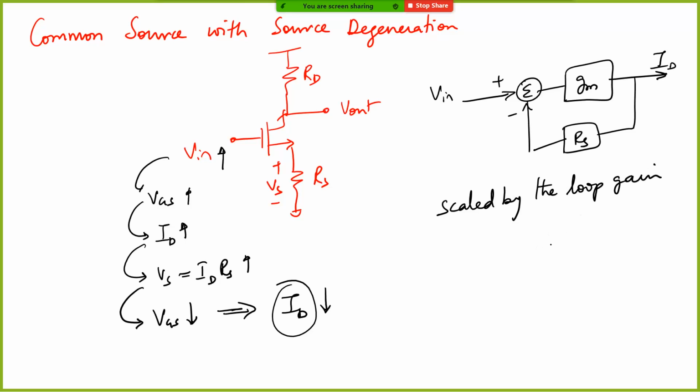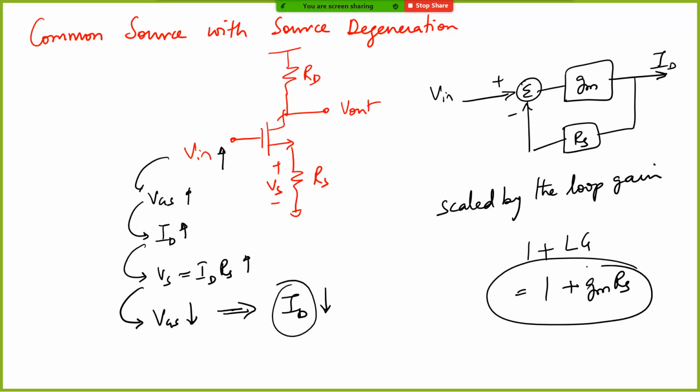It is GM RS, or rather everything is scaled by 1 plus the loop gain, which is nothing but 1 plus GM times RS. So everything that you see here will get scaled by this factor of 1 plus GM RS. Let's try to do that. Let's try to draw the small signal equivalent circuit. First I gave you this circuit, and I proved to you that it is a negative feedback system because of the source resistor, so that if you cause some disturbance at the input, the current comes back to the same value.